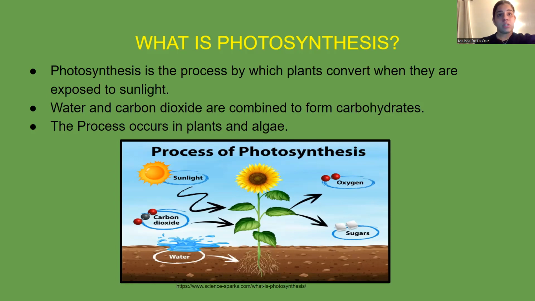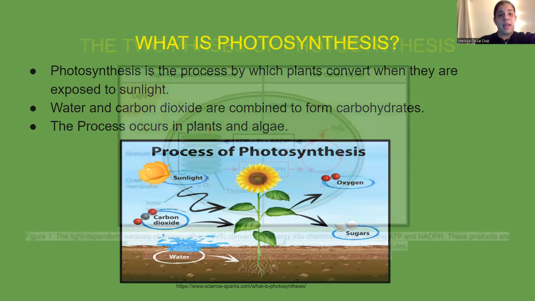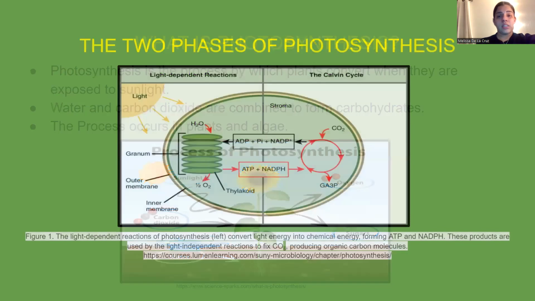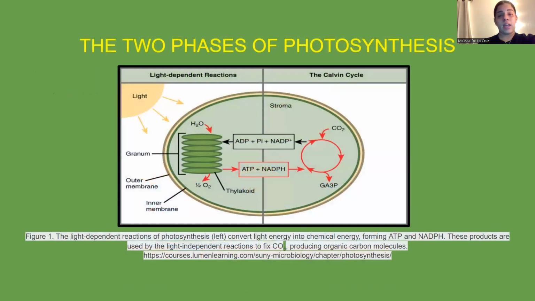The process of photosynthesis happens in two phases: the light-dependent reactions and the light-independent reaction, or Calvin cycle. The light-dependent reaction is photodependent, meaning that it only develops when there is light.